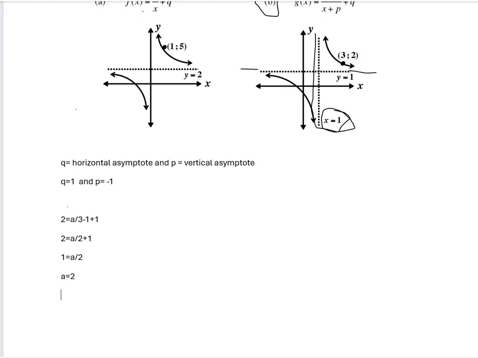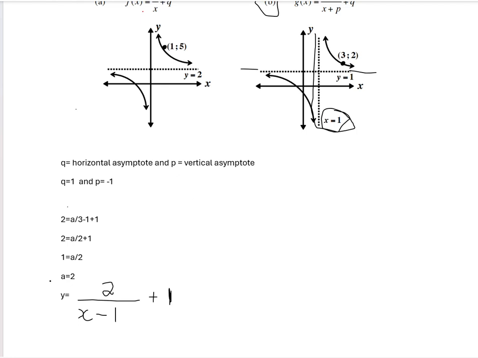So your equation will be given by y is equal to, let me write it down properly here, you do your division line. Our A is 2, so y is equal to 2 over x, then minus 1. Remember, I said our P is -1 and I explained why. Then our horizontal asymptote is 1. So this is our final equation.